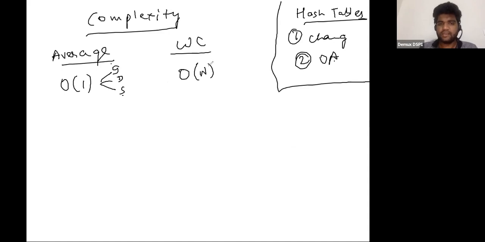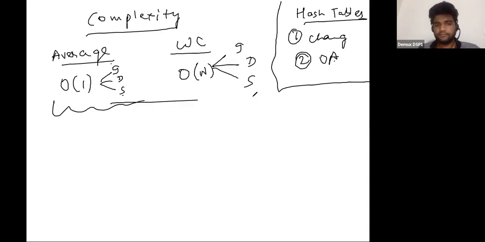So that's basically the complexity. But in the average case, it is order 1. And in most cases, we use functions which are well behaved, so it gives us order 1. This is the complexity.